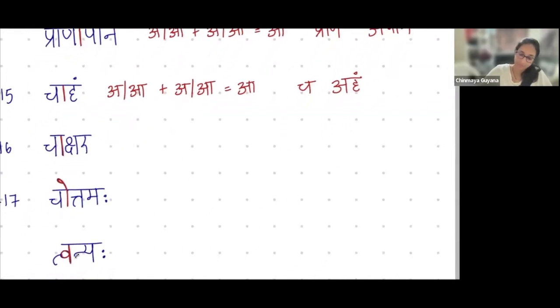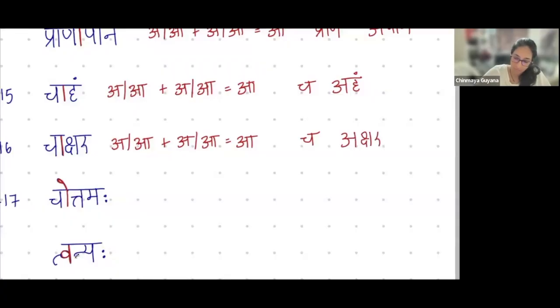Chaksharam. A or a plus a or a equals a. Chaksharam is ch, and the second word is aksharam or aksharam. Those are the two options. It's aksharam.